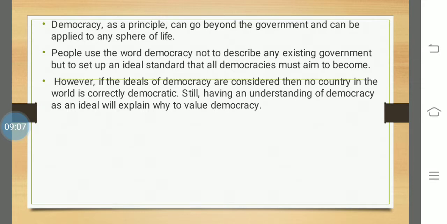And this can apply to a government, family, or any other small to big institutions of the society of the country. Alright, and sometimes we use the word democracy not to describe any existing government but to set up an ideal standard that democracy must aim for.